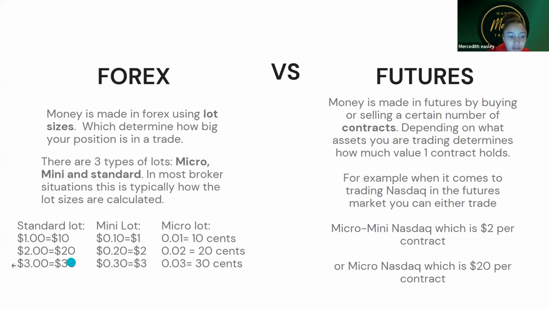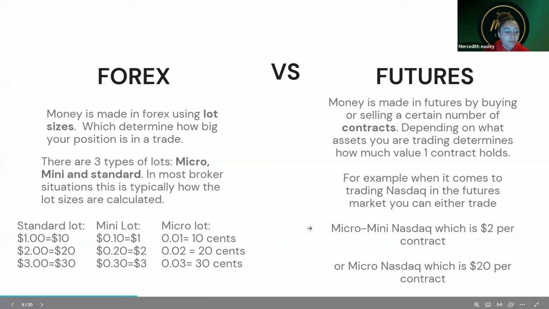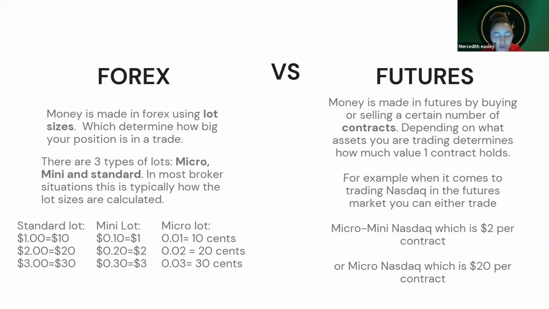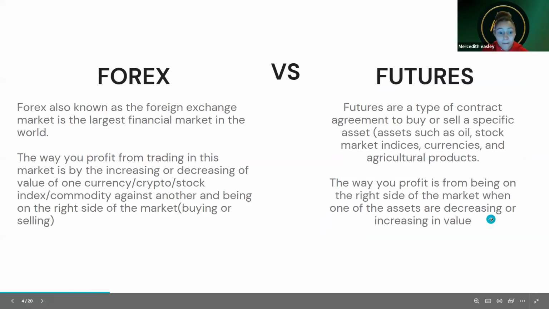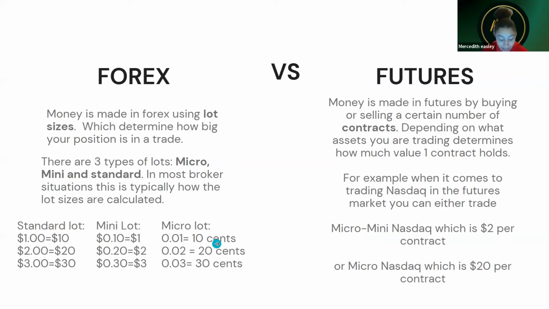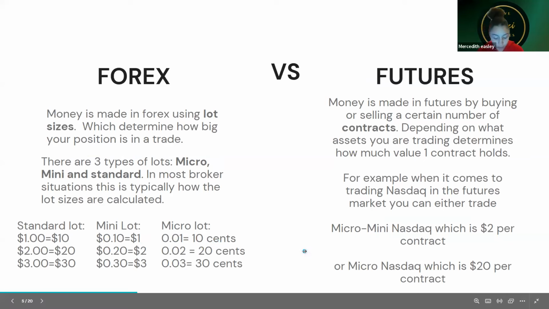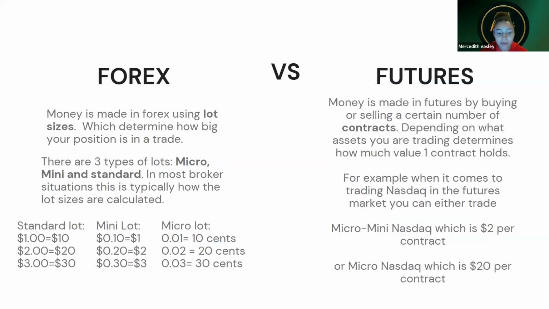You just adjust. But a standard lot, for example, so if I get in a trade with a 1.00 lot size, that's $10 per point. So remember when I said, if I would have gotten this buy, that's 60 points, that'd be 10 times 60. That 60 points would have made me $600. But if I would have gotten in with a 0.10, that's only $1 per point. That trade would have only made me $60, right? Or if it's 10 cents per point, that trade would have only made me $6.